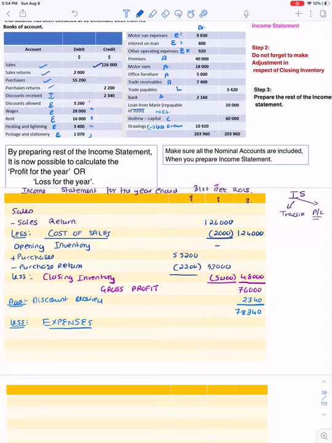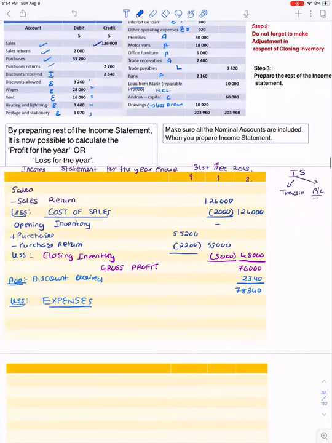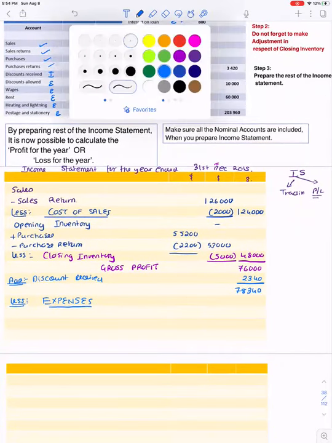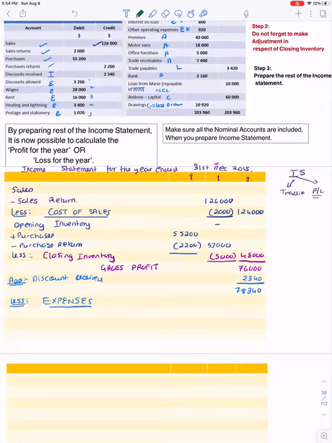And then I would subtract it from the 78,340, that is gross profit and other income. Let's write the expenses. Discount allowed is 3260. Please have a close look at the column that I'm putting it in. Wages is 28,000. Rent, it is 16,000. Heating and lighting, it is 3,400.